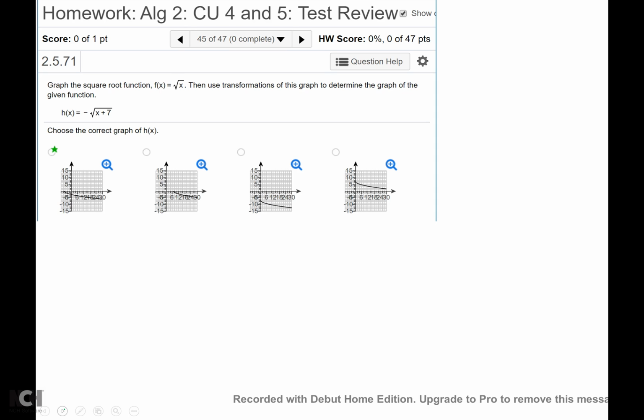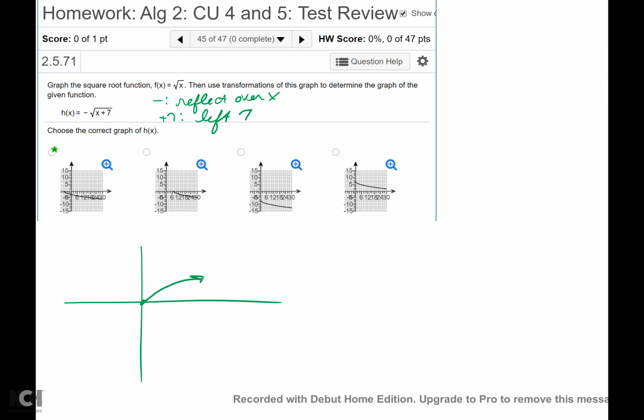Alright, so again on this one, we could do the math. I probably should. But again, in a multiple choice situation, save yourself some time. The negative on the outside is going to reflect over x. The positive 7 is going to move it left 7. So if this was mother, I need to reflect over x, which would make it do this. And then I need to go left 7. 2, 3, 4, 5, 6, 7. So it's going to be over here like that. So it's got to be that one.